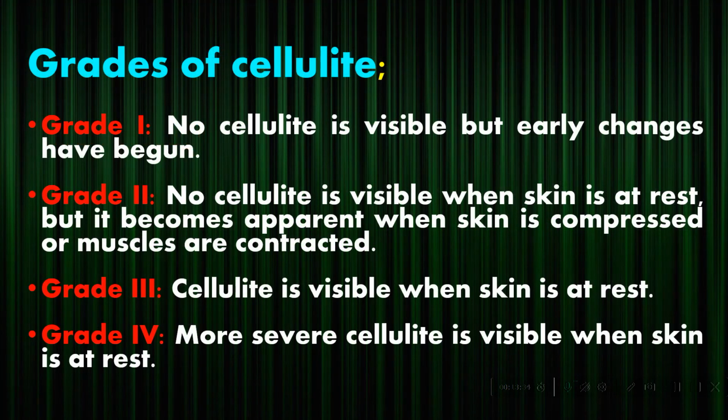Grades of cellulite. Grade I, no cellulite is visible but early changes have begun. Grade II, no cellulite is visible when skin is at rest, but it becomes apparent when skin is compressed or muscles are contracted. Grade III, cellulite is visible when skin is at rest. Grade IV, more severe cellulite is visible when skin is at rest.